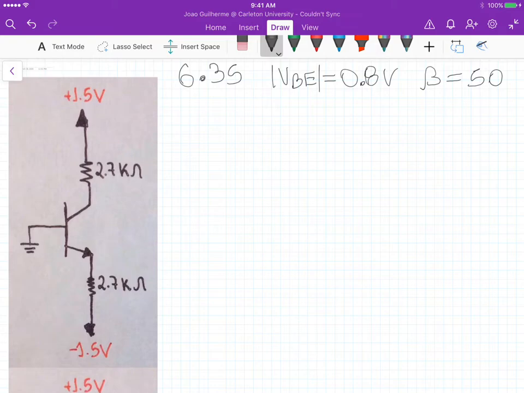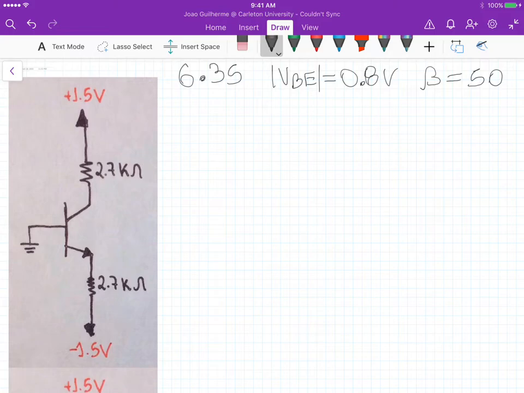So in this video we are going to solve problem 6.35. It has letters A, B, C, and D. So the first circuit that we have is this one here. We have two resistors, the collector resistor and the emitter resistor. They're 2.7K. The base is grounded, and plus VCC and minus VCC are 1.5 volts.